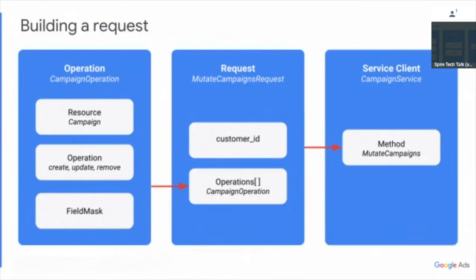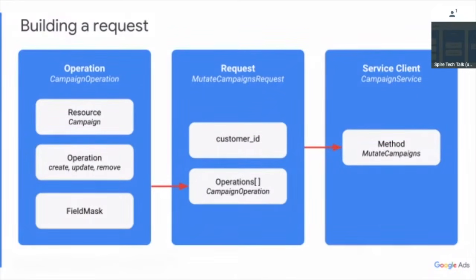So this is the mutate campaigns request parameter that we saw on the previous page. It's comprised of a customer ID as well as an array of operations. So you'll hear more about this in the best practices deck, but using this array is a great way to batch operations together. That prevents you from making multiple requests to the API server. And what's great about this is that the operations array is atomic, so they'll either all go through or none of them will go through.